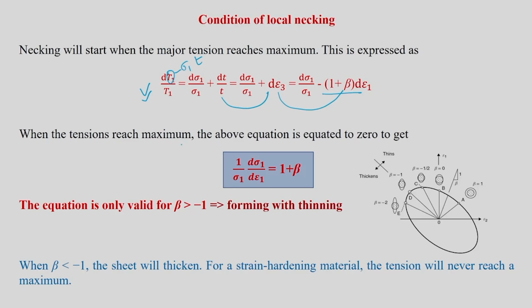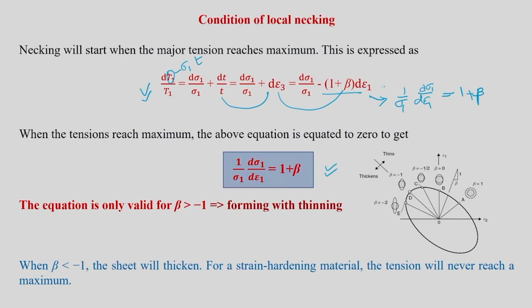Now, what happens when the tension reaches maximum? We are going to put this equation equal to 0. When we set it, we get 1 by sigma 1 into d sigma 1 by d epsilon 1 equal to 1 plus beta, isn't it? So, this equation, 1 by sigma 1 d sigma 1 by d epsilon 1 is equal to 1 plus beta, is actually known to us before.